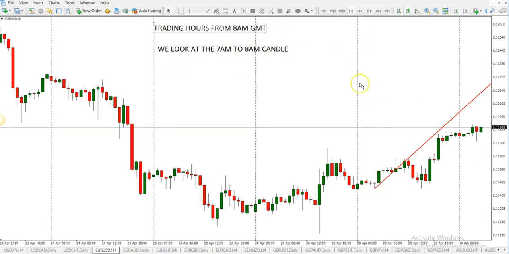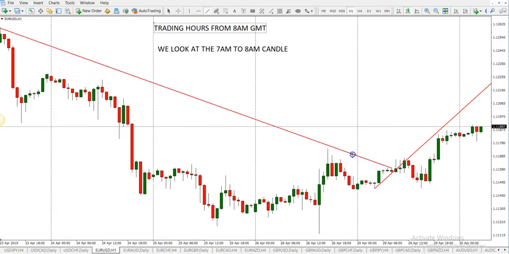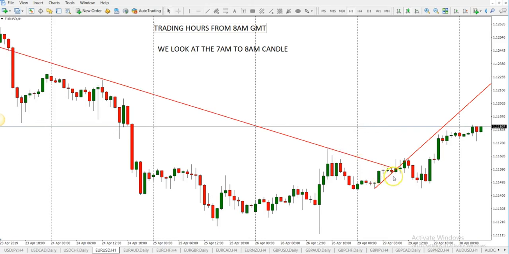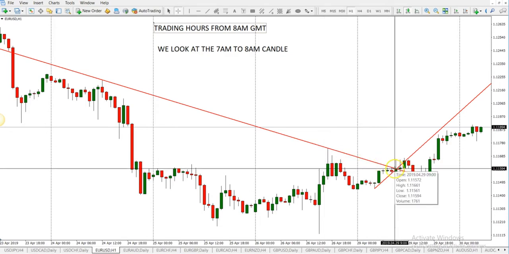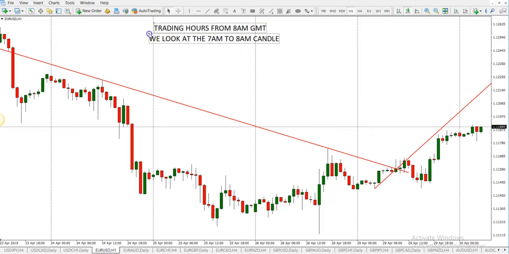It's a similar story for the high. Here's the high, and we look back to the highest point without drawing through price. That's it there. See the way I haven't drawn through price? I haven't drawn through price.